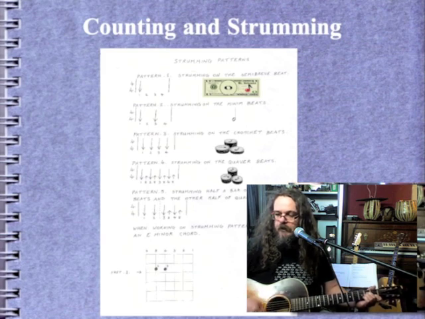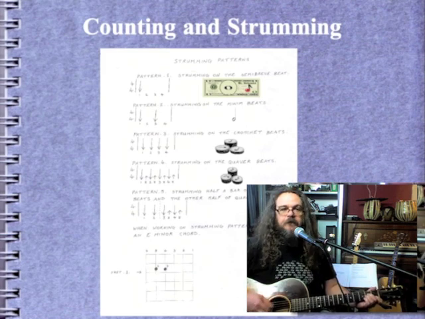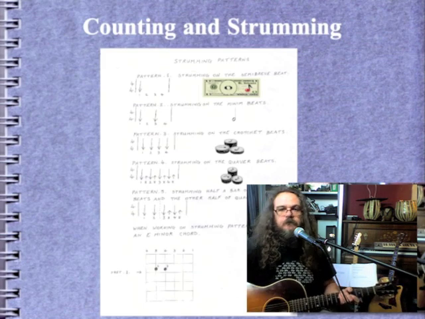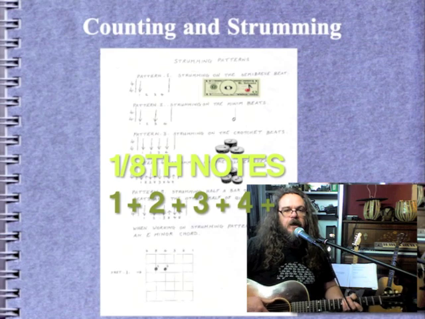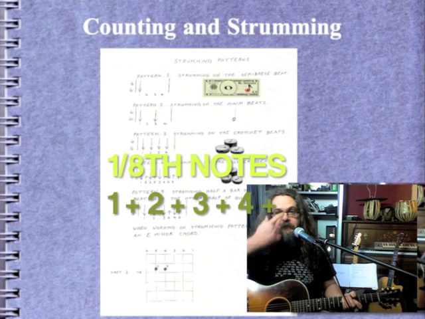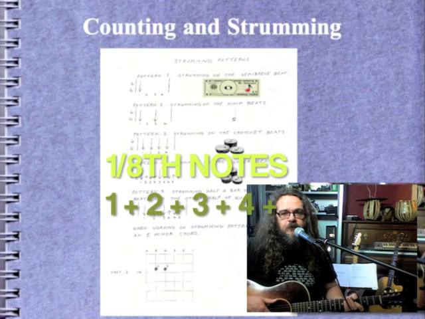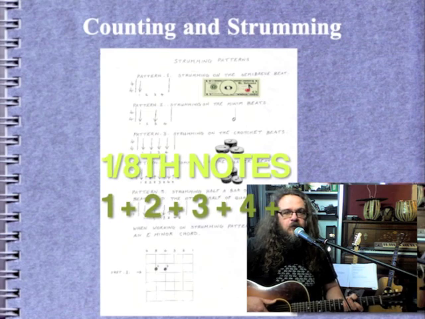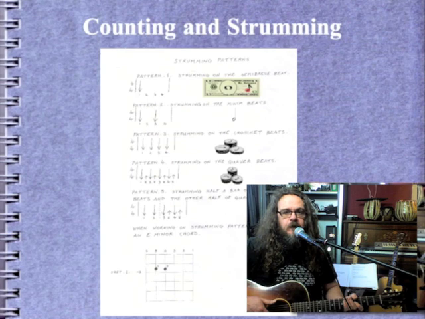1, 2, 3, 4, 1, 2, 3, 4, and so that's strumming on the quarter notes. And then next we have the strumming a half bar of quarter notes and a half bar of eighth notes.